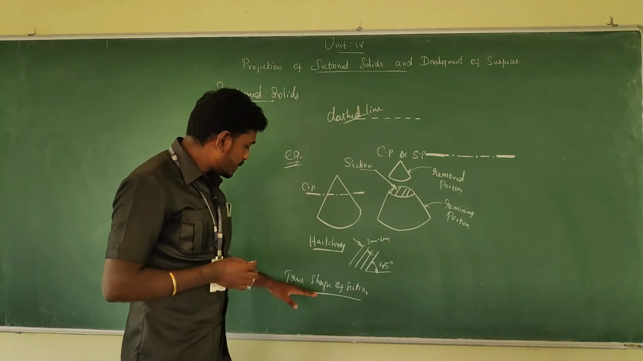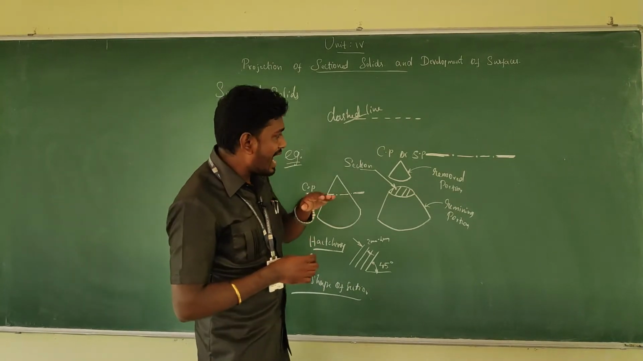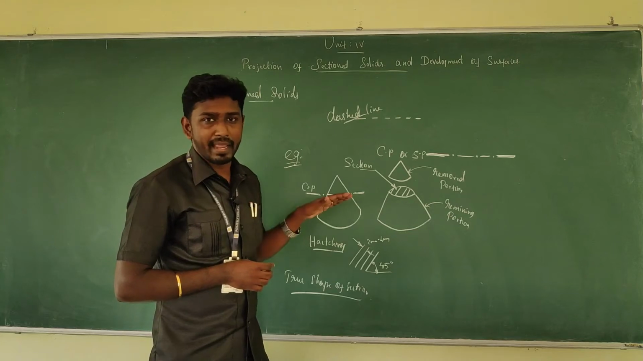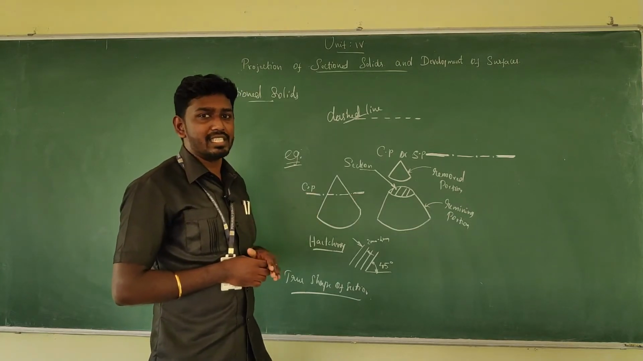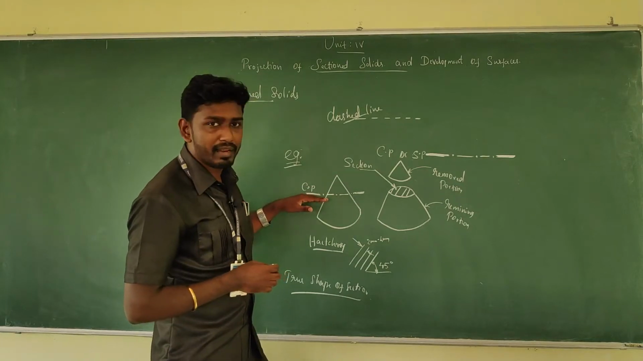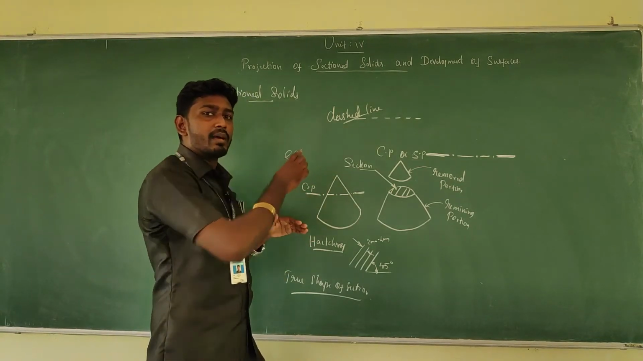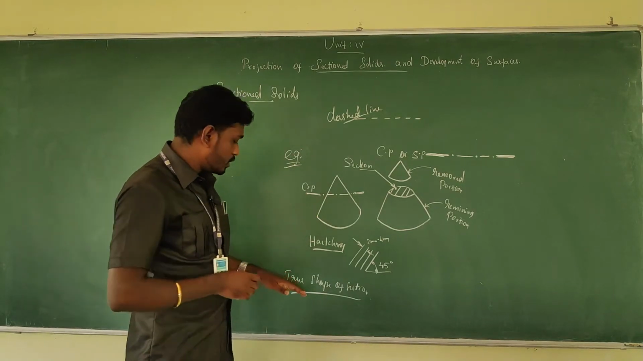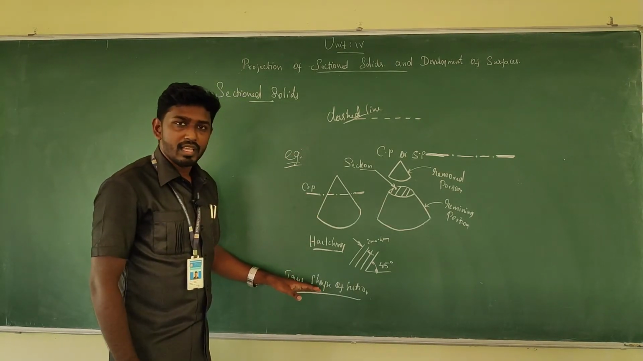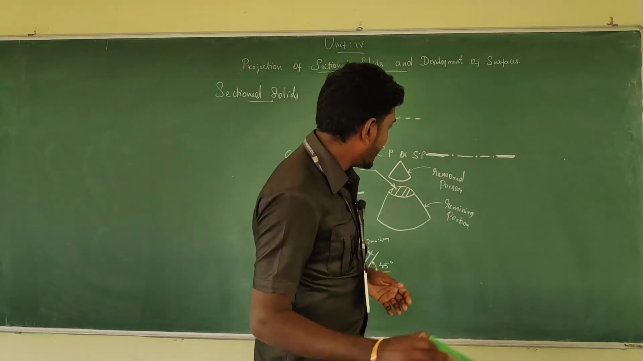In order to specify the true shape of this section, we will have the auxiliary plane. The auxiliary plane should be kept just parallel to the cutting plane which influences the object. With the help of the auxiliary plane, by using the projection, we get the true shape of the section. When coming to the problem, you will get a good idea.